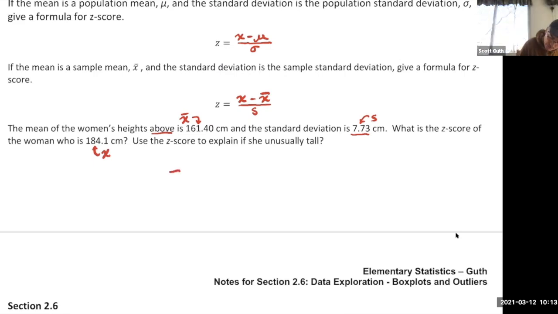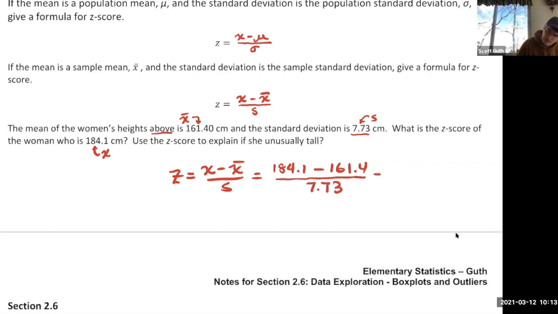And so the z-score, just using the formula above, it's just X minus X bar over S. So the X value is the 184.1 minus X bar, which is 161.4. And then you see how many standard deviations that is. So you divide it in. And tell me what you get.